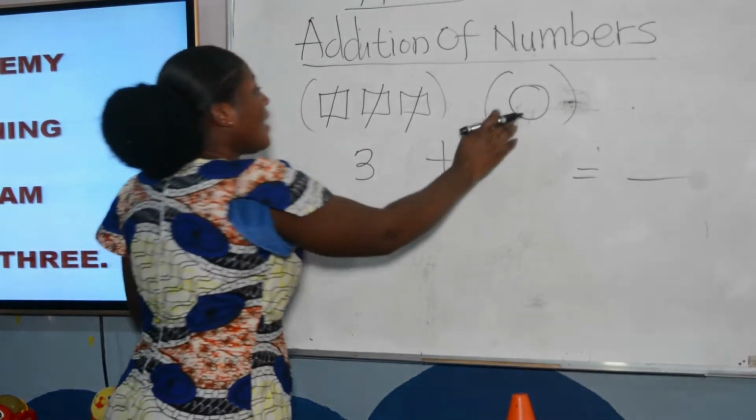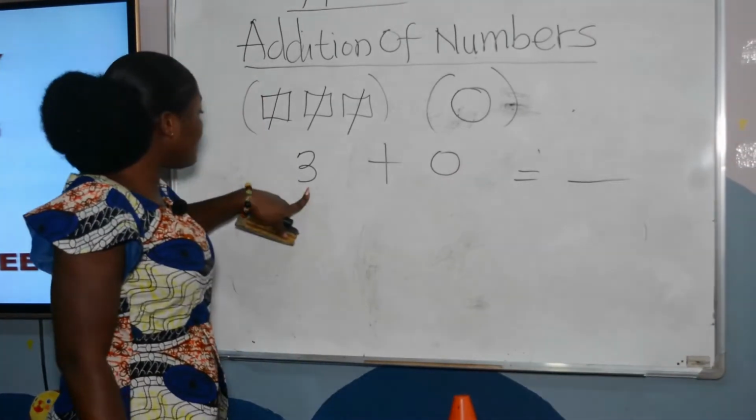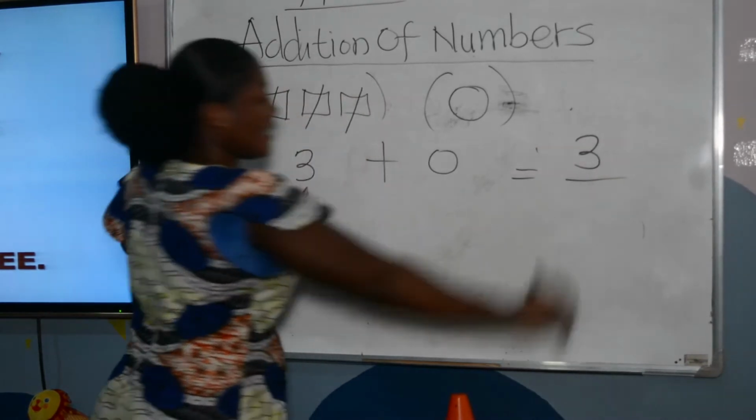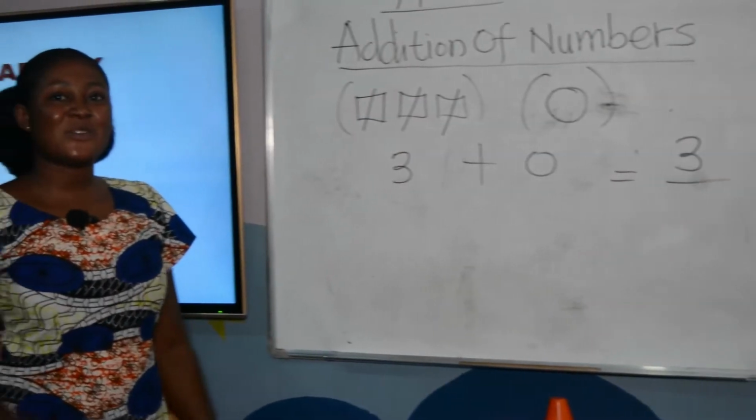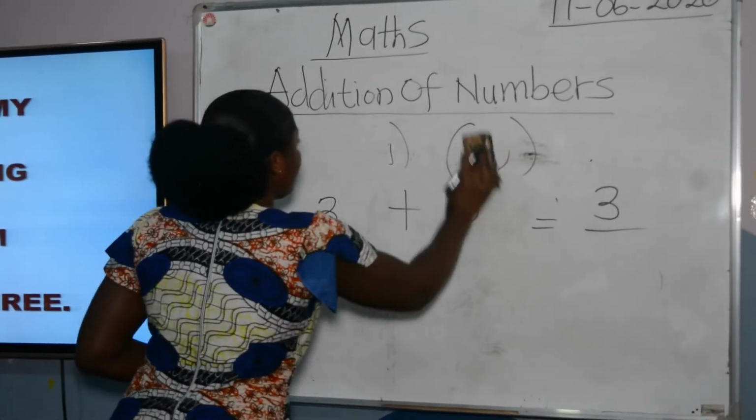So if we don't have anything here, that means 3 plus 0 will give us what? The same number, which is what? 3. Do you understand? Or we should go over it again. Okay, let me do it again, then you get the concept.